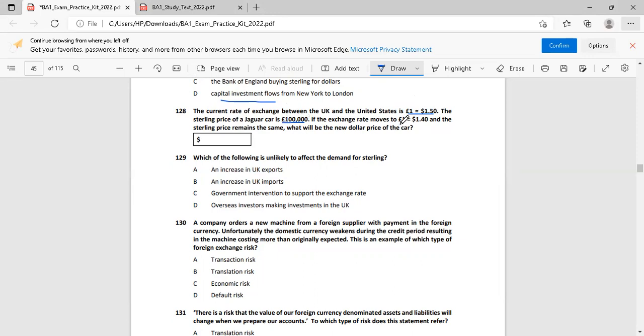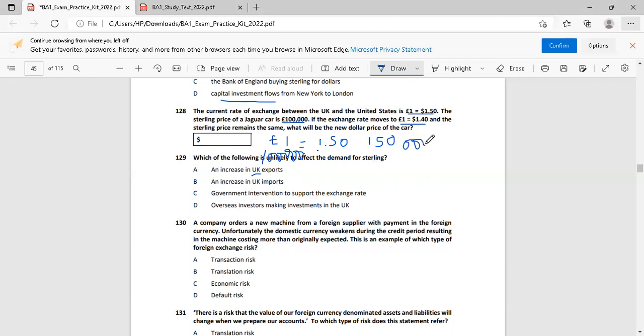We have certain information. Initially, when the car is worth £100,000, from the information, we can understand that the price of the car in dollars can be taken to be $150,000.